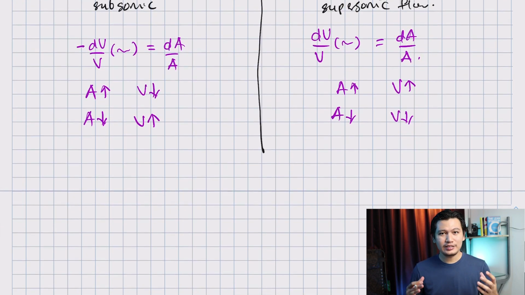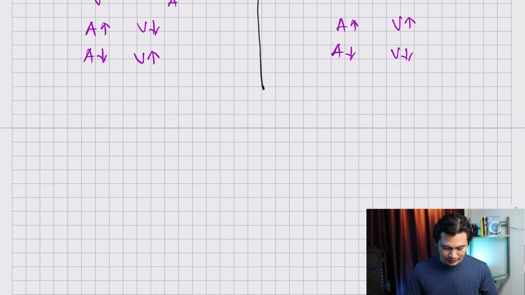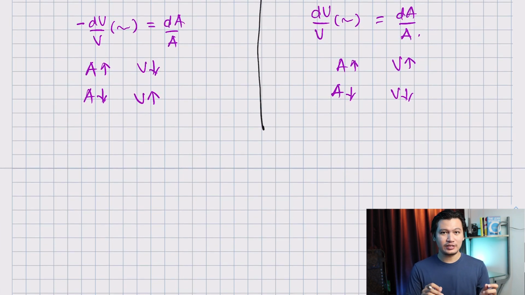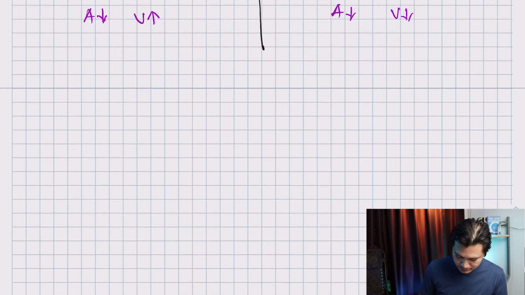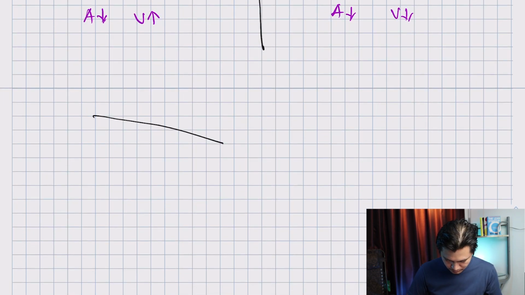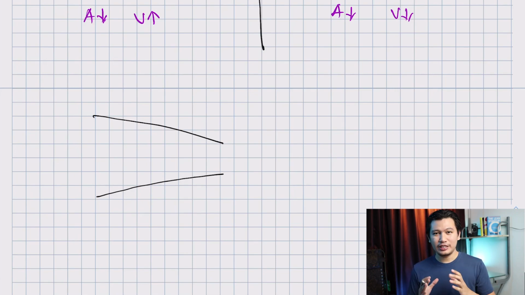And what is the implication of this? Now, let's say you want to increase the velocity from subsonic to supersonic. When the flow is subsonic, you know that to increase the velocity, you have to reduce the area. So what you do is you reduce the area. If you keep reducing the area, the velocity will continue to increase, until Mach number equals 1.